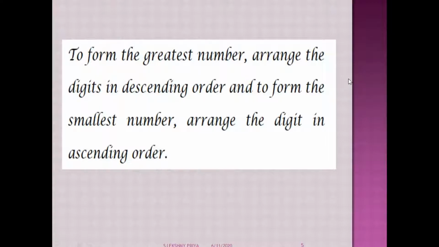The rule says that to form the greatest number, we have to arrange the digits in descending order. What is descending order? To arrange from the greatest to the lowest. And to form the smallest number, we have to arrange the digits in ascending order. Ascending order means from lowest to greatest. So remember, to form the greatest number, arrange the digits in descending order, and to form the smallest number, arrange the digits in ascending order. Let's discuss some examples.